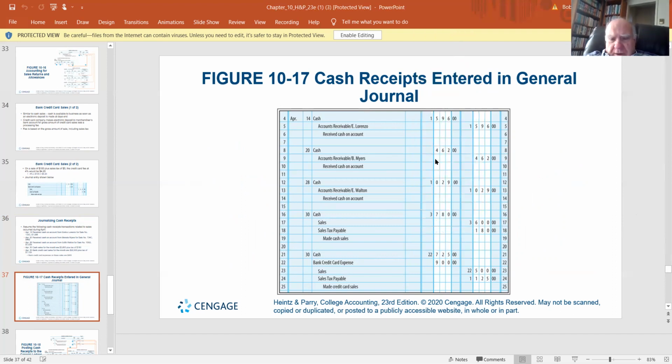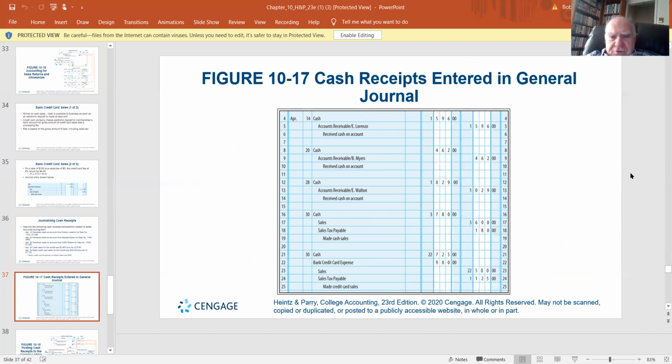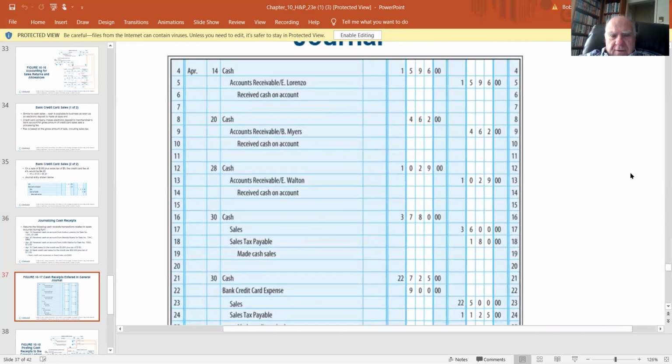I was trying to zoom. It won't let me zoom. That's okay. I'll zoom my way. Zoom, I said. Okay, at least I can read it now.